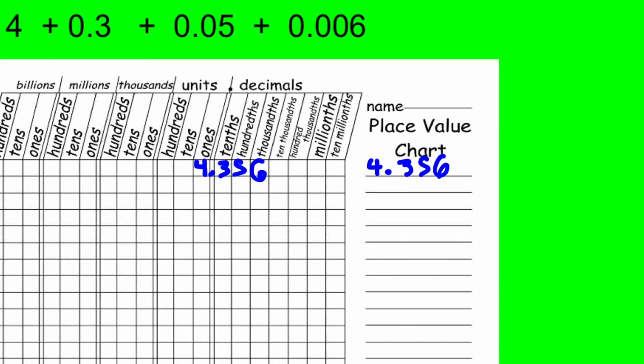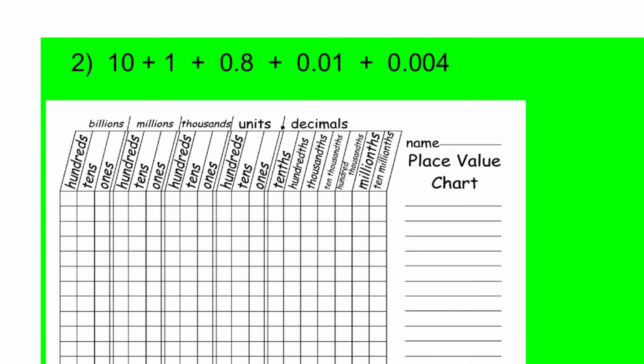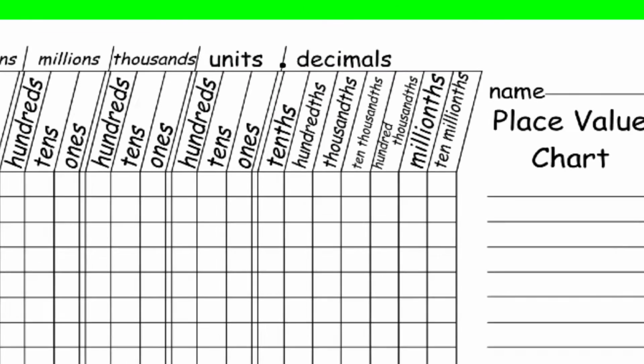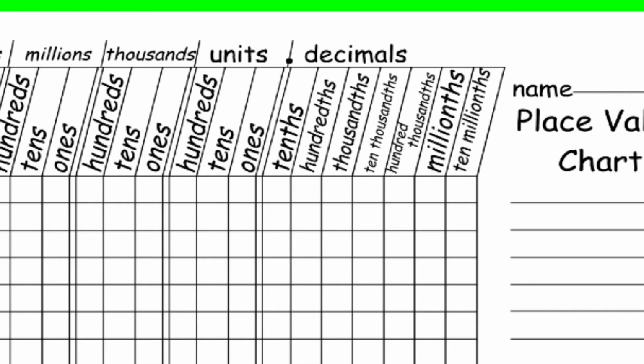Let's look at another one. So this one we have 10 plus 1 plus 8 in the tenths, 1 in the hundredths, 4 in the thousandths. Well, 10 plus 1 is 11. So in my units area of my place value chart, I have 1 in the tens, 1 in the ones for 11.